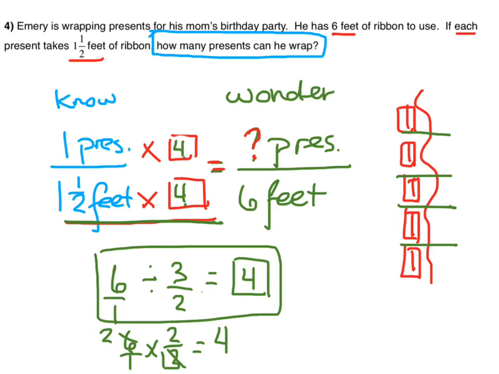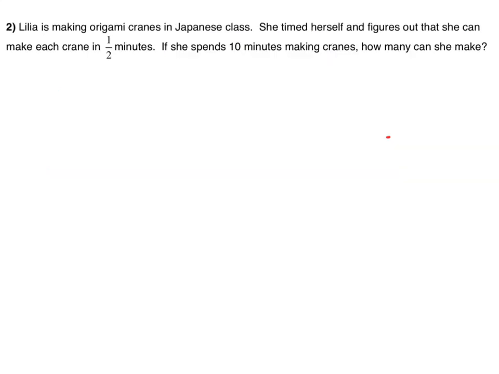And if you don't know, go back and look at some other videos about division, okay? Anyway, so let's do it now. 1 present times 4 is 4 presents. The answer is 4 presents. All right, let's try another one.